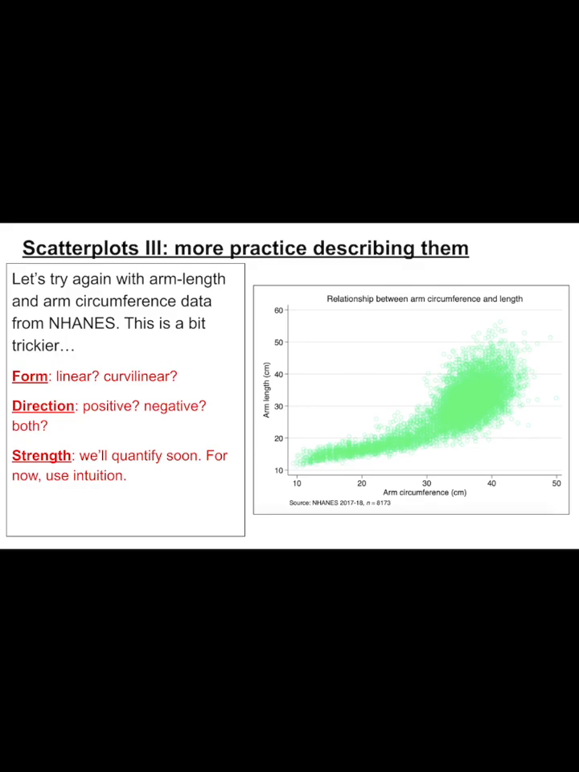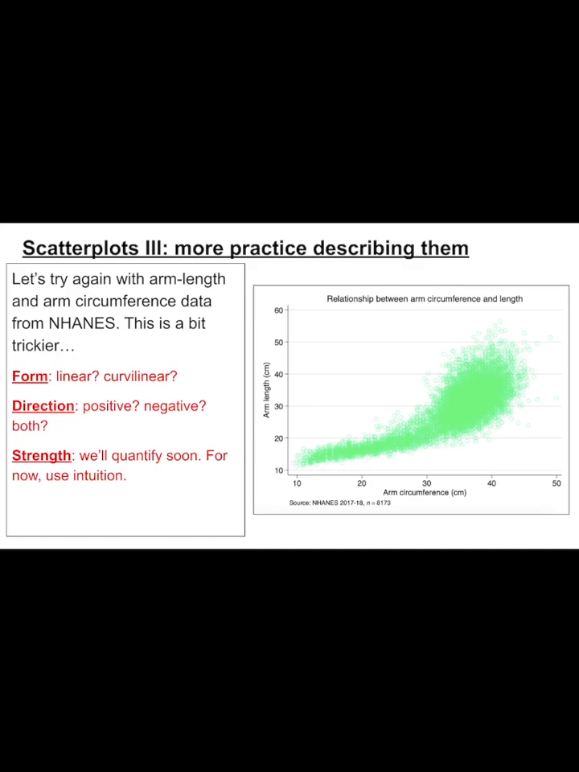Here's another situation. So what's going on here? The form in this case is curvilinear. I say that because it's obvious from the graph that between about 10 and 30 centimeters of arm circumference, your arm length goes up pretty consistently. But as your arm circumference goes past about 30, your arm length can take off. So there's a really interesting situation there where there's a nonlinear relationship. Arm circumference, once it gets past about 30, is associated with an exponential increase in arm length.